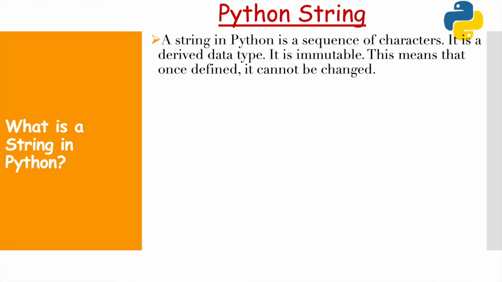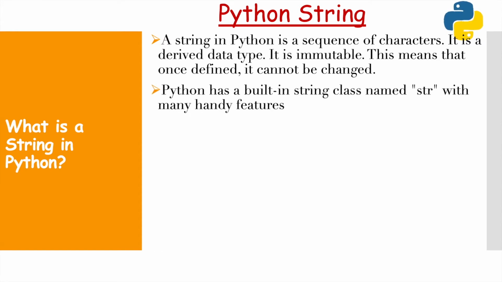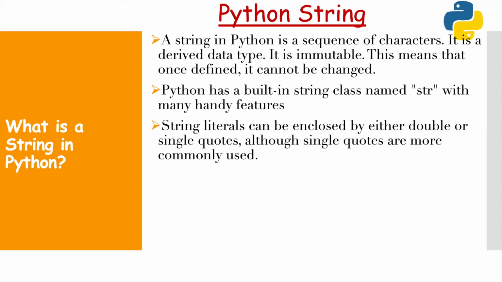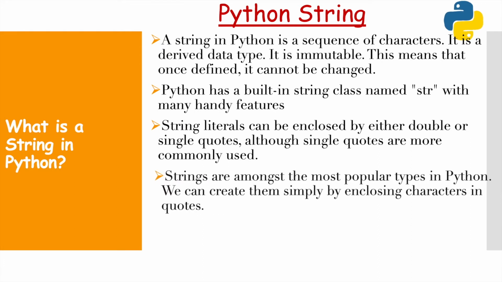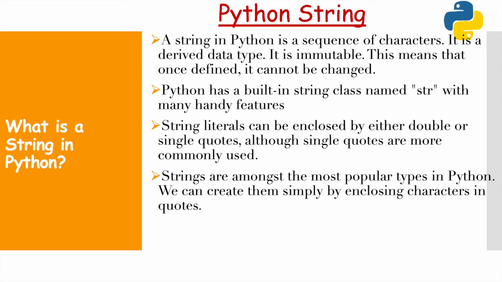So what is a string in Python? A string in Python is a sequence of characters. It is a derived data type and it is immutable. This means that once it is defined, it cannot be changed. Python has a built-in string class called str, which comes with many handy features. String literals are enclosed by either double quotes or single quotes, although single quotes are very commonly used. Strings are the most popular data types in Python.